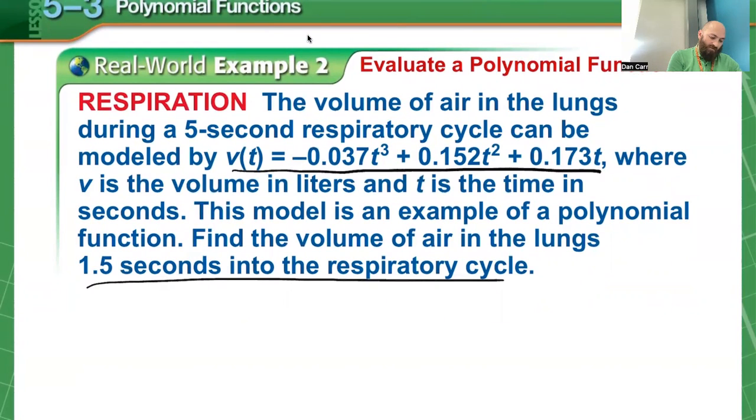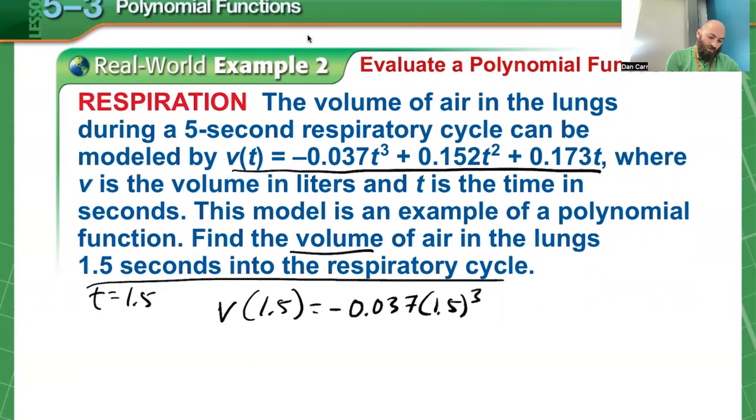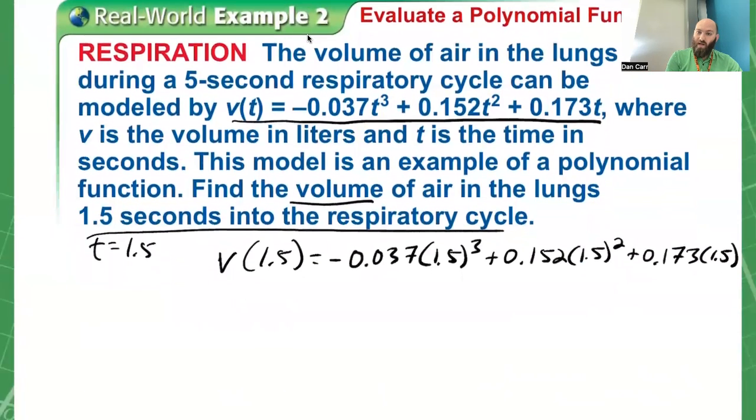So if it's 1.5 seconds, t equals 1.5. That's all I'm doing. If I want to find the volume, we're going to say what is V of 1.5. So we'll have negative 0.037 times 1.5 to the third power, plus 0.152 times 1.5 to the second power, plus 0.173 times 1.5. And that's all we're doing. We're going to multiply all these out and combine our values together.